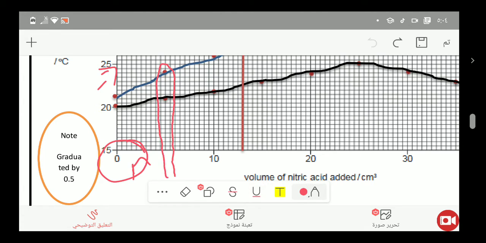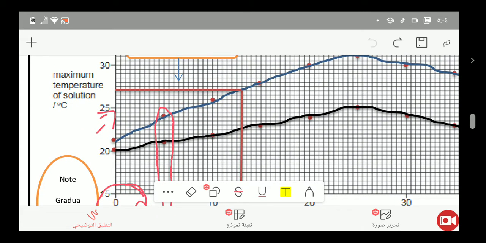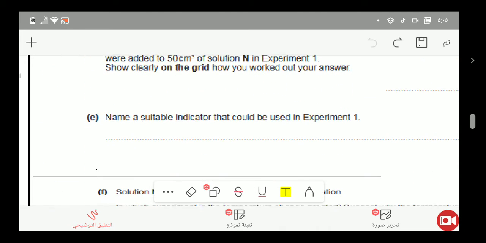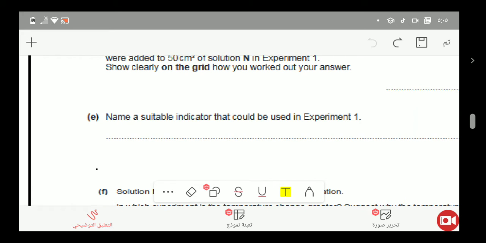Okay, and next point, 5 and 24, and so on. The result gave me this curve. Okay, this is a smooth curve, and also for solution O we draw its curve. So you will have the full mark if you draw about 4 points correctly.